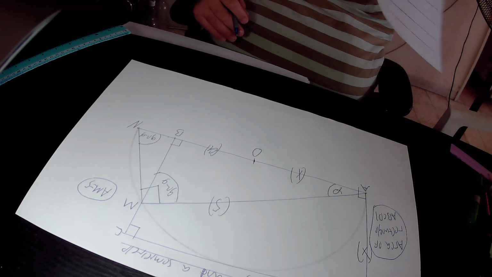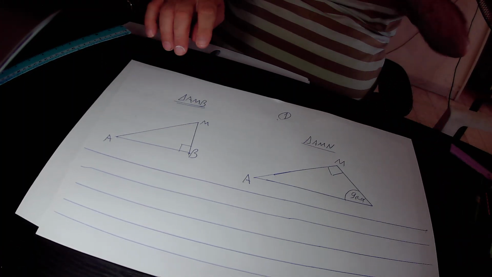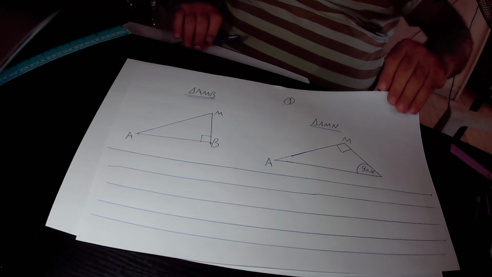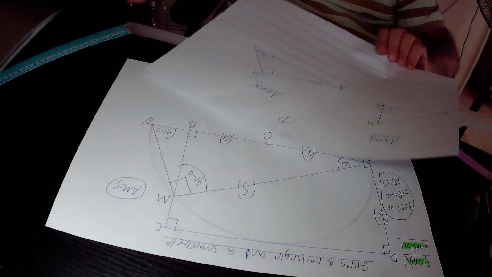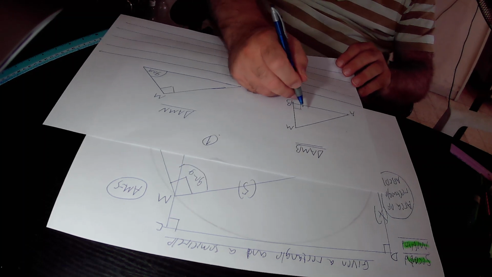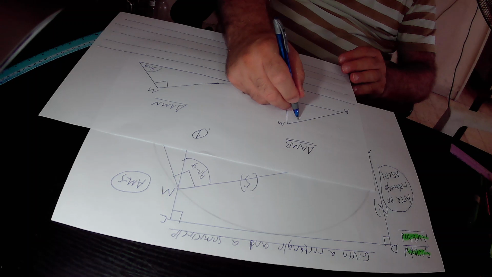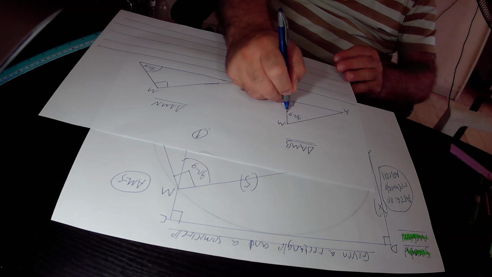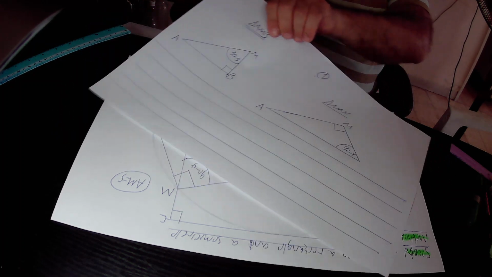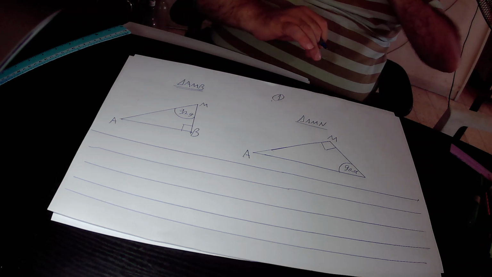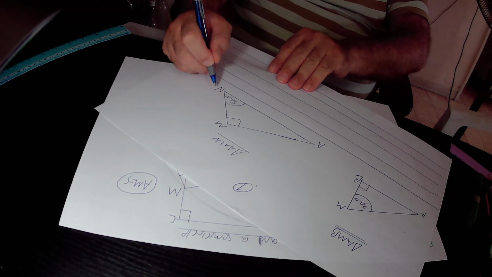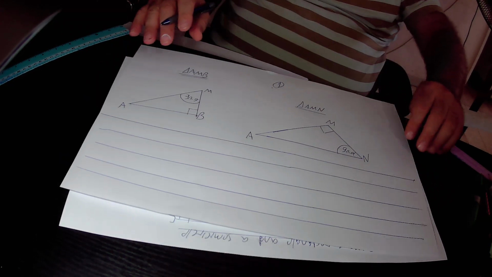So actually, those are the two right triangles, triangle ABM and triangle AMN, that are copied from the original drawing. This angle equals 90 degrees minus alpha. And again, those are the two right triangles, ABM and AMN, copied from the original drawing. So why are those two right triangles similar to each other?